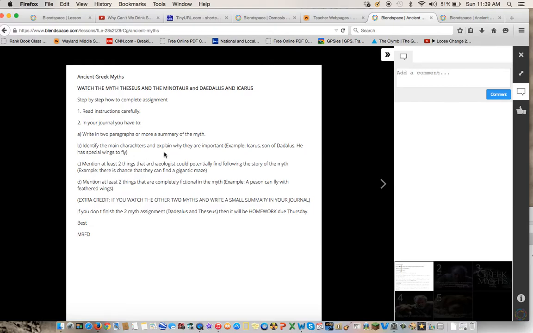Then you identify some of the main characters. There are not too many in each myth. For example, I said Icarus, son of Daedalus, he has special wings. Then you describe the next one, etc. You have to mention for every myth two things that archaeologists could find, and two things that are completely fictional in the myth. So you have those things to mention in your summary of the myth.